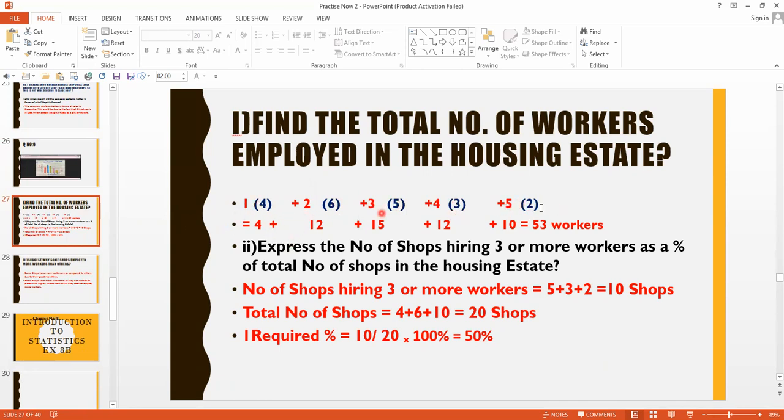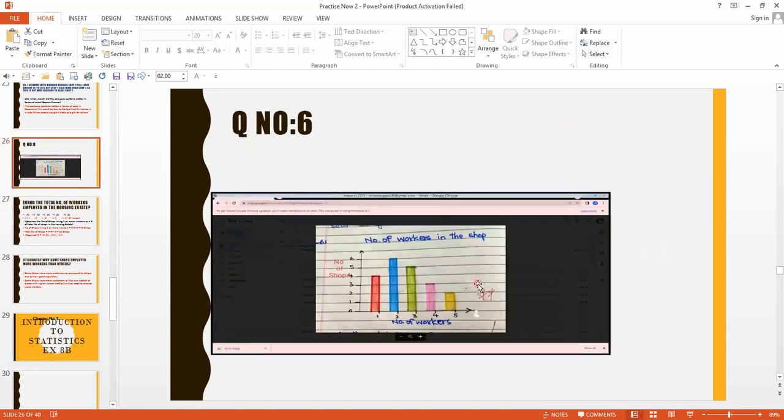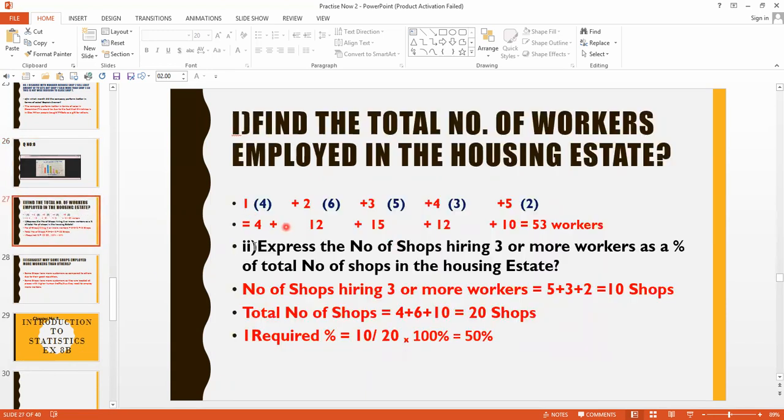Okay. How do I have to write it here? Look at the bar. Here the workers are given, here the shops are given. I have to take this data from the bar, and then simply I have to multiply, because a bracket means to multiply. So 4 plus 12 plus 15 plus 12 plus 10. And I have to add it, and it is equal to 53. Look here: 4 1s are 4, 2 6s are 12, 3 5s are 15, 4 3s are 12. I think it is clear.